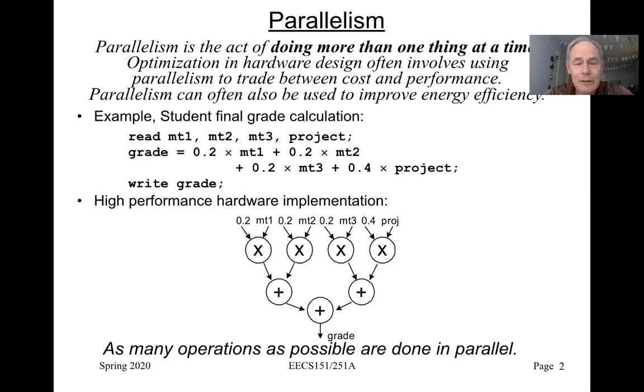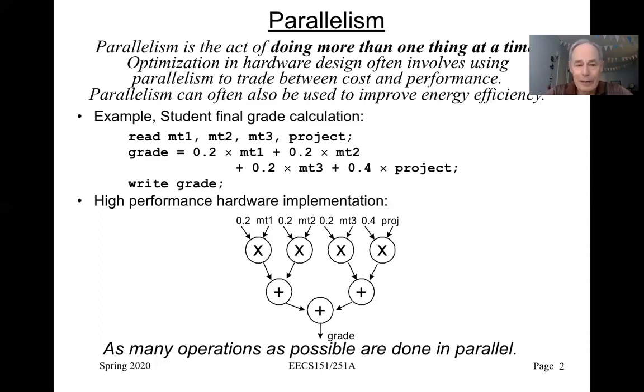As far as optimization goes, if we're interested in trading off cost and performance, the way we can get higher performance is by using parallelism, but that comes at the expense of more cost. If we want to save costs in the design and have fewer hardware components, we can do that, but then we have to stretch the computation out in time, so the performance goes down. So this is one of the big knobs that we have for controlling the trade-off between cost and performance.